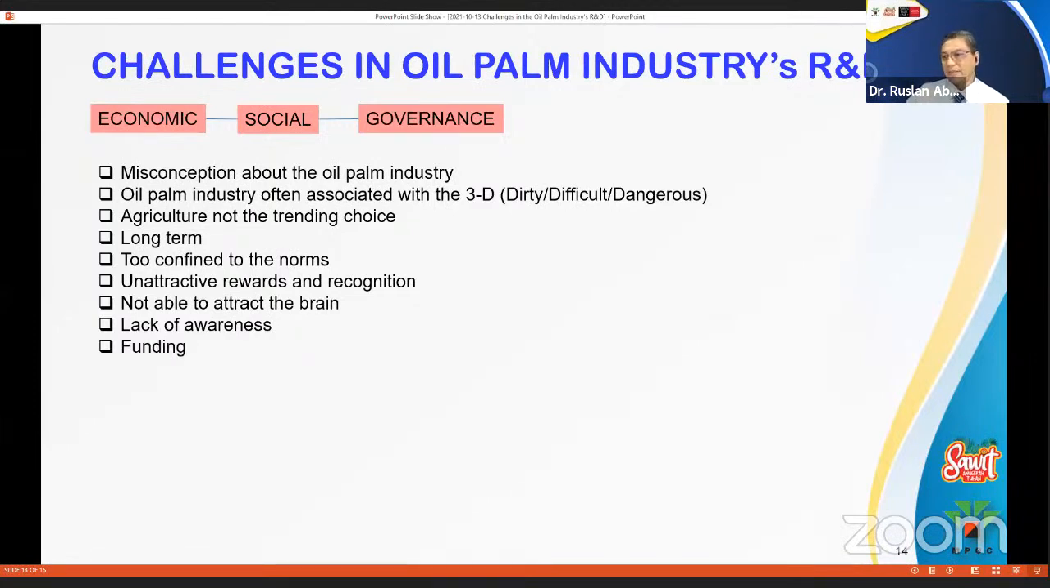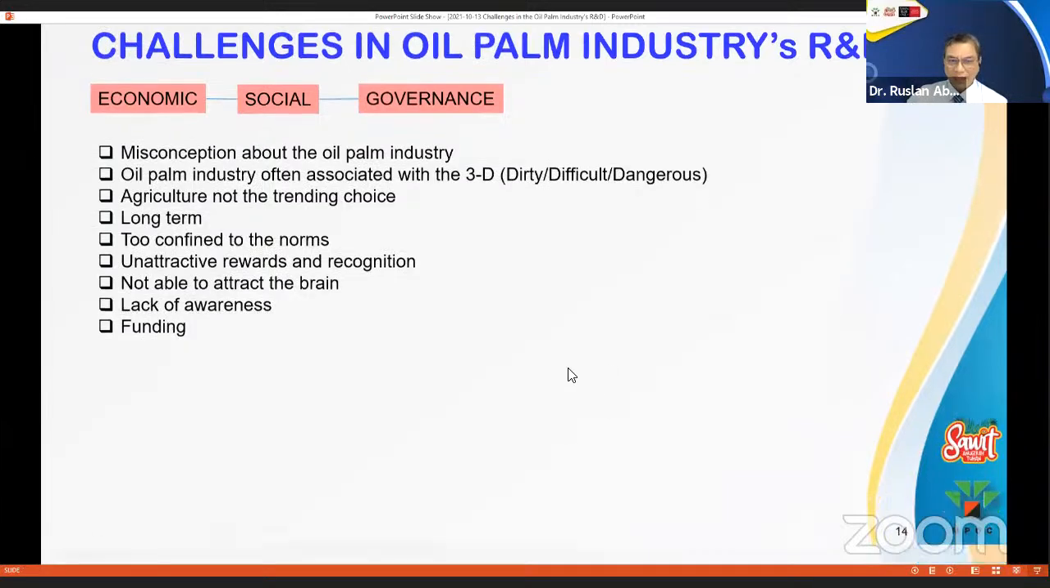And another big issue that we have is funding. Any R&D requires funding. And because oil palm is a long-term R&D effort, it requires a lot more funding compared to short-term R&D. And this is something that I think the country has to recognize, and they have to put some corrective measures.